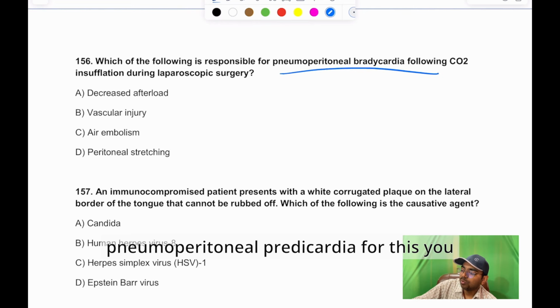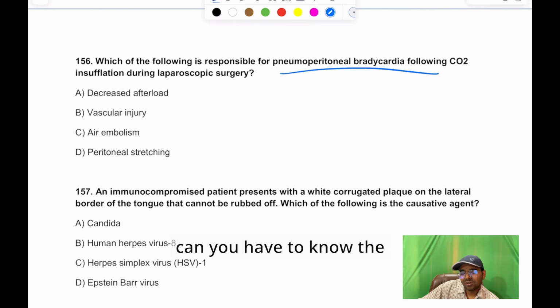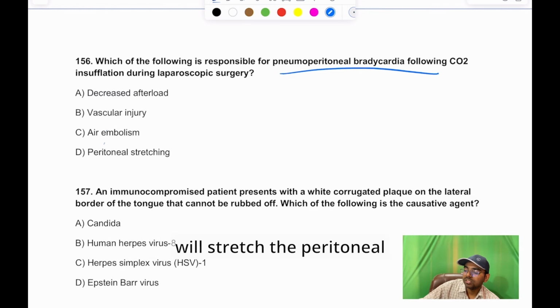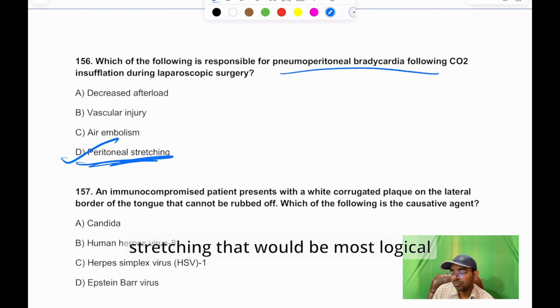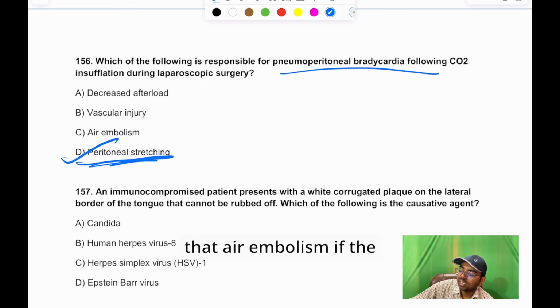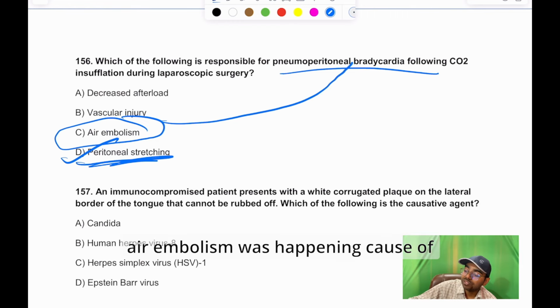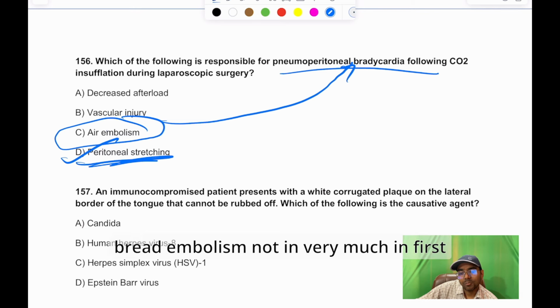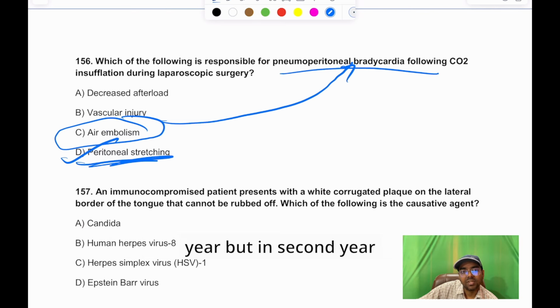156, pneumoperitoneum bradycardia. For this you have to know the basic pathophysiology. When the air is filled, what happens? It will stretch, the peritoneal stretching. That would be the most logical answer. And also see, if air embolism was causing bradycardia, then they would have taught us. They teach embolism not so much in first year, but in second year, in the coagulation chapter or DIC, those chapters where the patient tends to be more serious.